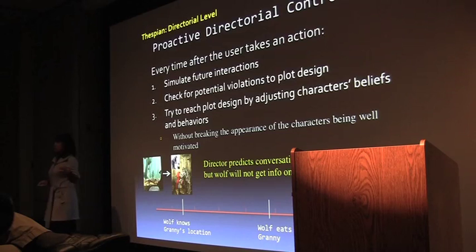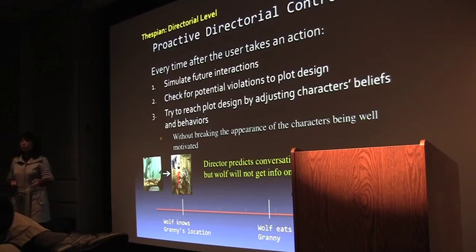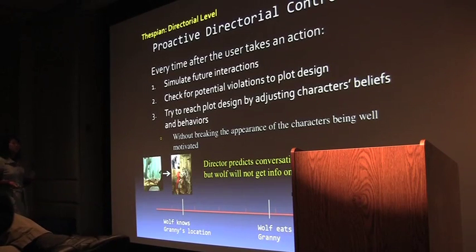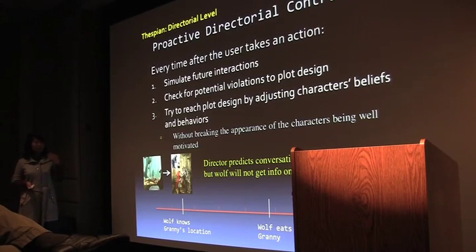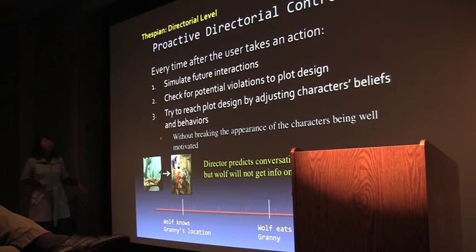The director agent can say, okay, what do I predict to happen in the next few turns of the interaction? The director agent may predict that the conversation will continue, but the wolf will not get information on Granny's location. That's the first step. And then the second step is, based on its prediction, and of course what has already happened in the past that the director agent already knows, it will check for potential violations to the author's plot design goals.